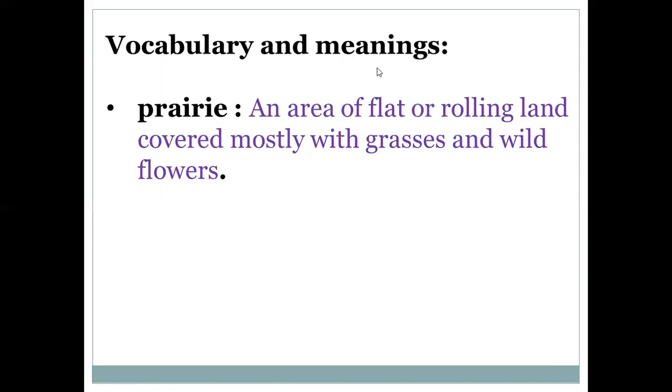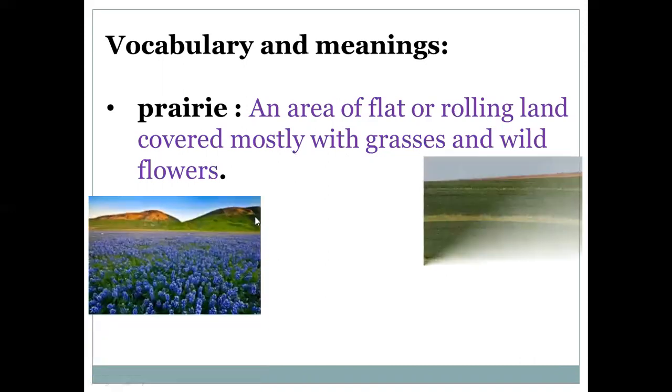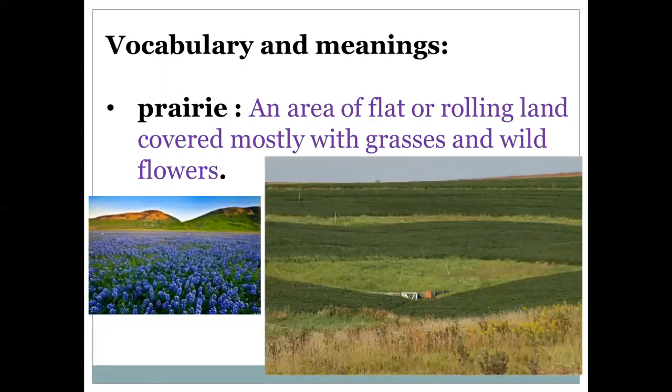Before we go further in this lesson, let's first unlock the vocabulary or the challenging words of the lesson. First, we have the word prairie. A prairie is an area of flat or rolling land covered mostly with grasses and wildflowers. Here are the pictures for your reference. I would like to tell you that grasses that grow on prairies are different from the grasses that grow on most lawns, or the ones that we have in the gardens or in the park.